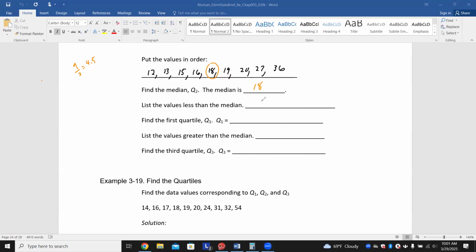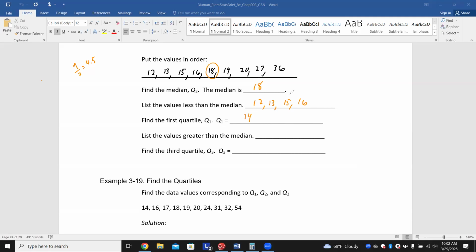So 18 is the median, which is Q2. Now we're going to list the values less than the median itself. So that would be 12, 13, 15, 16. Now we want to find out what is in between this set. So I have 4 numbers divided by 2, so that means I need to find the 2 numbers between 13 and 15, and hopefully you go, well, that's 14.